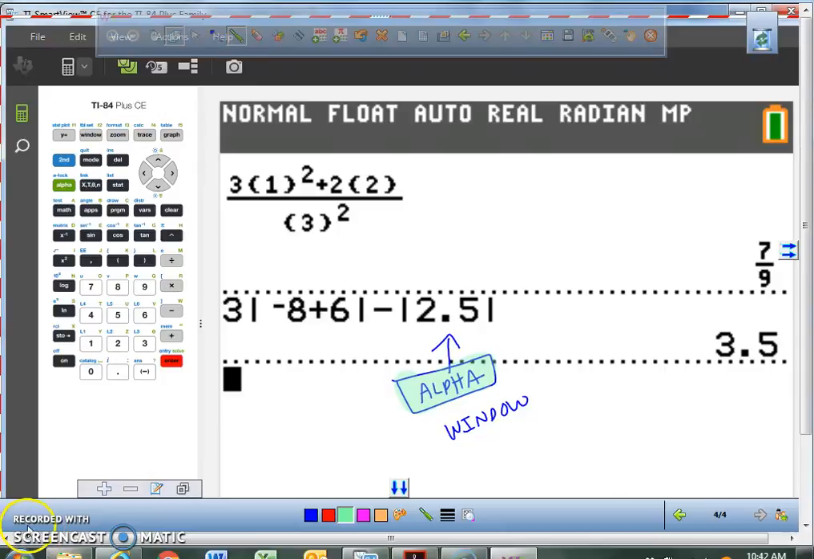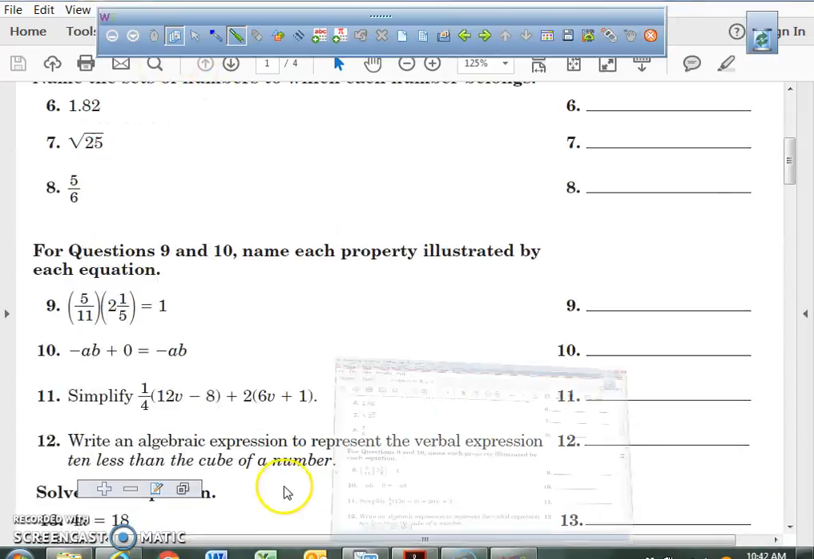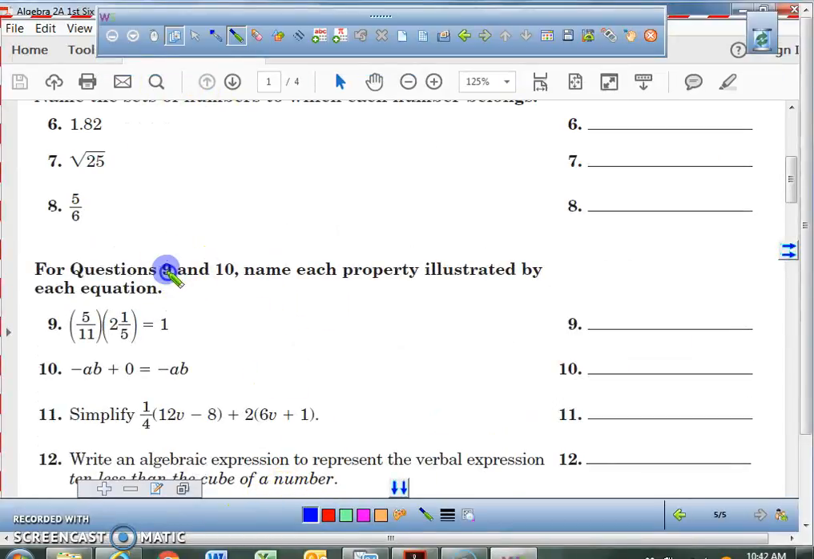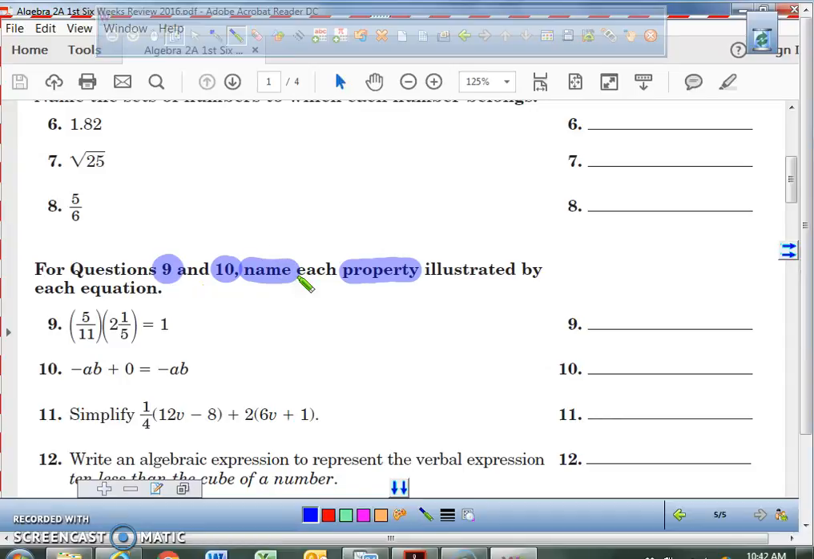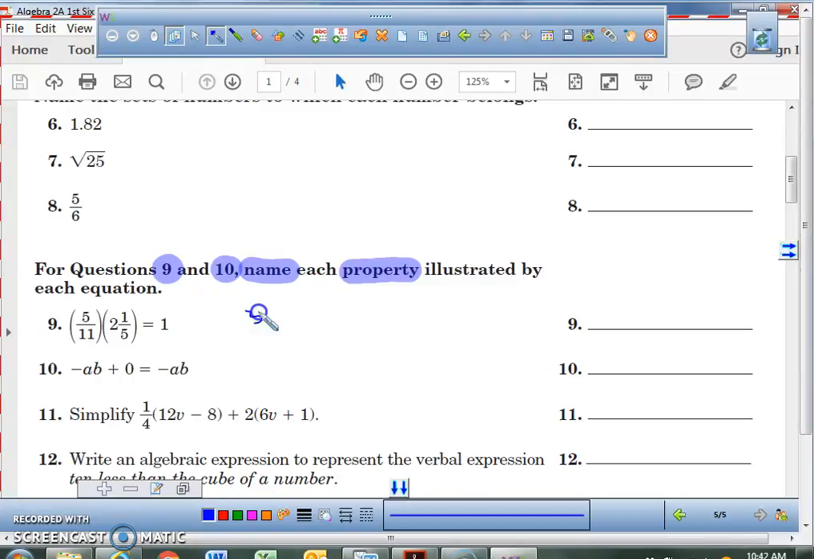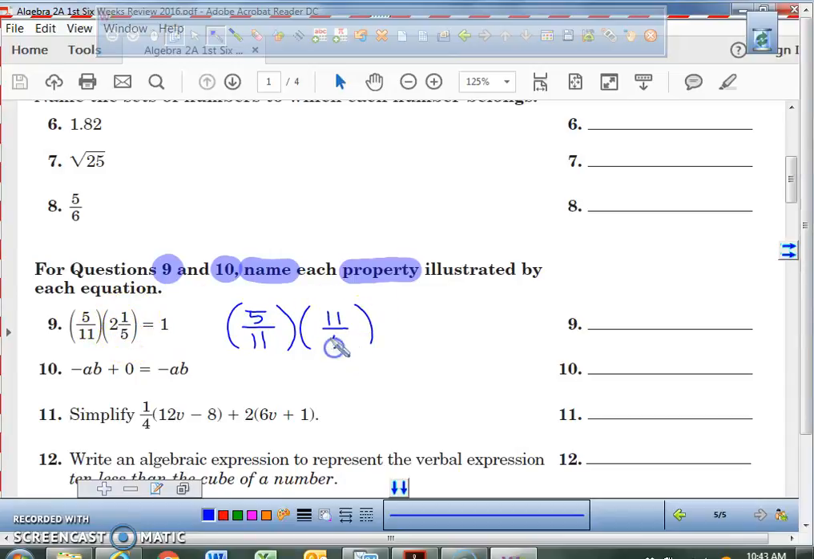All right. Okay. What we're going to do on number 9, and we're actually going to do numbers 9 and 10, because numbers 9 and 10, it's going to actually just ask you to name the property. That's it. So 9 and 10, you don't have to solve anything. You just have to name the property that's being used. Now, 5 over 11 just stays 5 over 11. But if I did 2 times 5 plus 1, that would actually get me 11 over 5. And you see how these are inverses of each other?